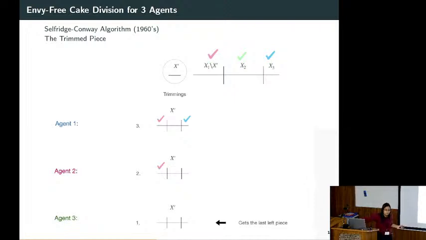You're repeating the process of suppose you're trimming. No, not right now. So agent 2 gets to go first, right? So agent 1 may envy agent. Okay.